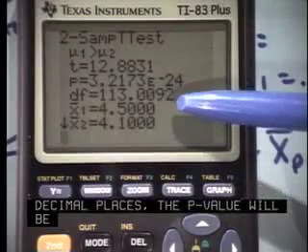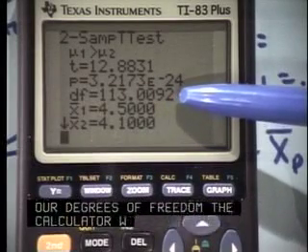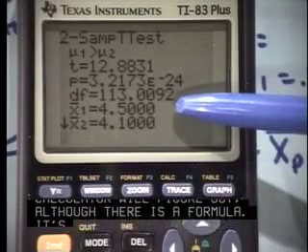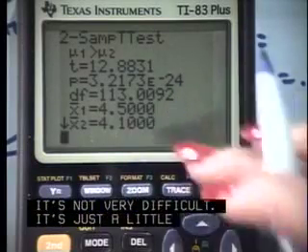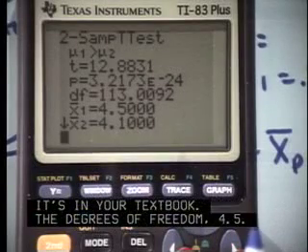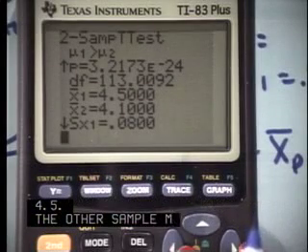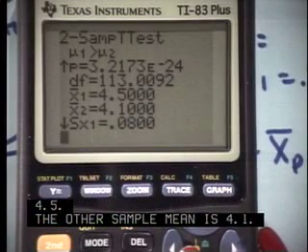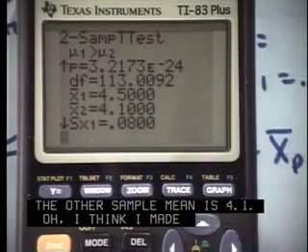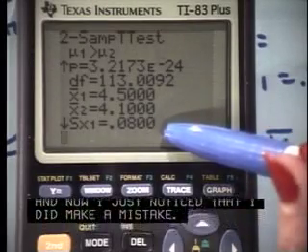Our degrees of freedom, the calculator will figure out, although there is a formula. It's not very difficult. It's just a little bit tedious. It's in your textbook. The degrees of freedom, 4.5. No, that's the sample mean is 4.5. The other sample mean is 4.1. Oh, I think I made a mistake right here. And now I just noticed that I did make a mistake. I put in 0.08 instead of 0.8.